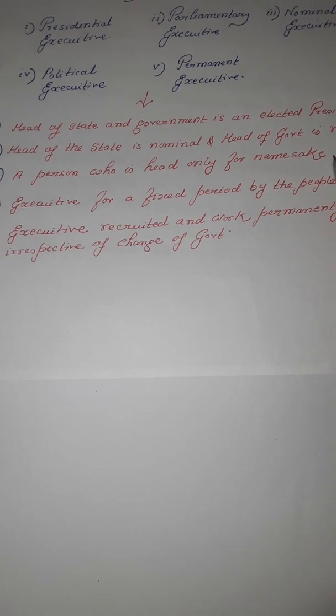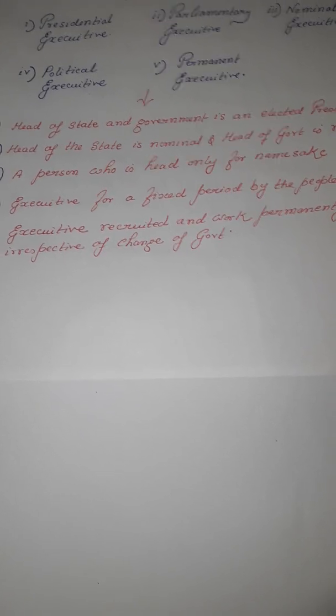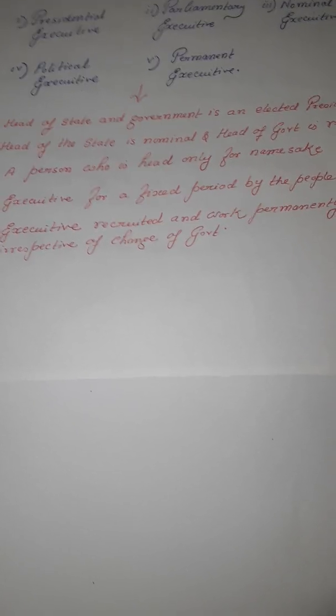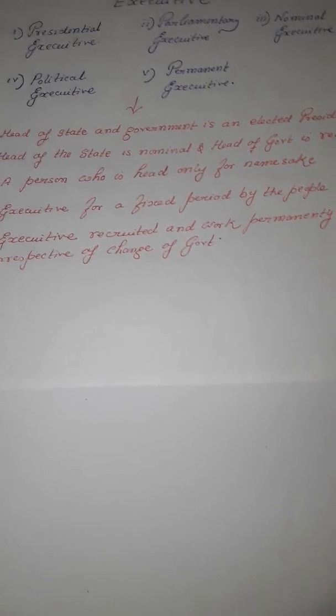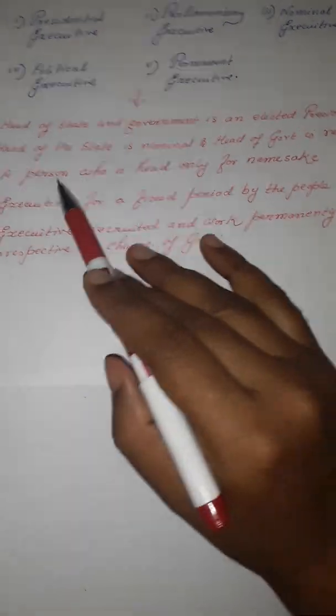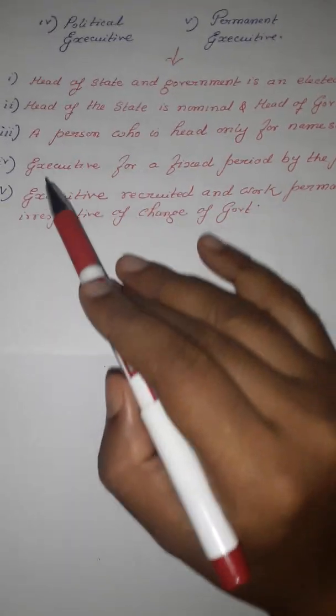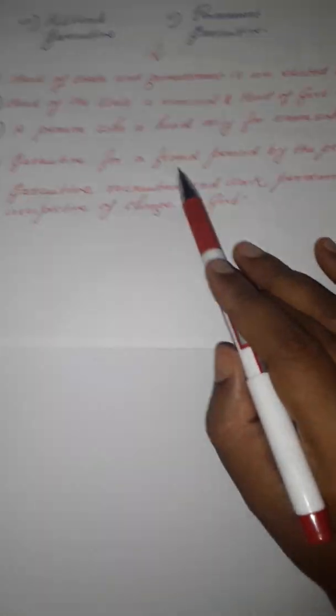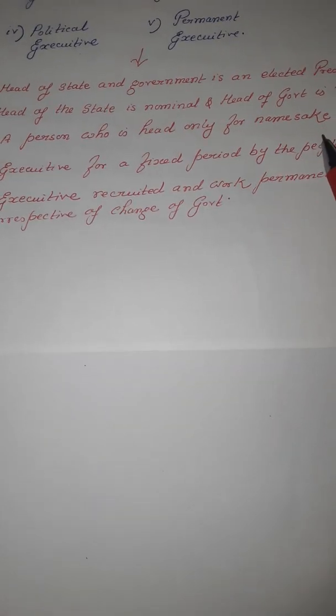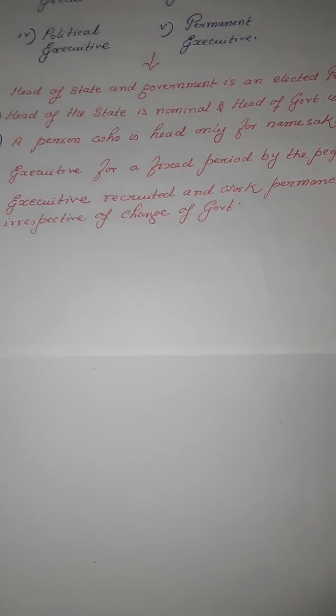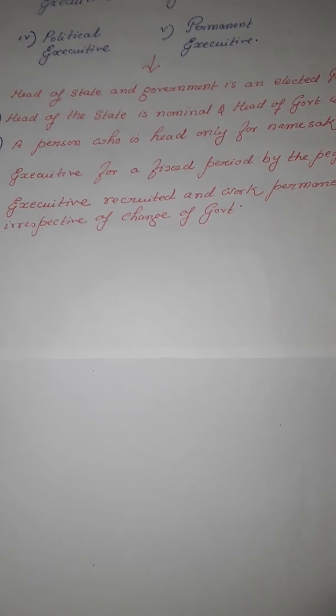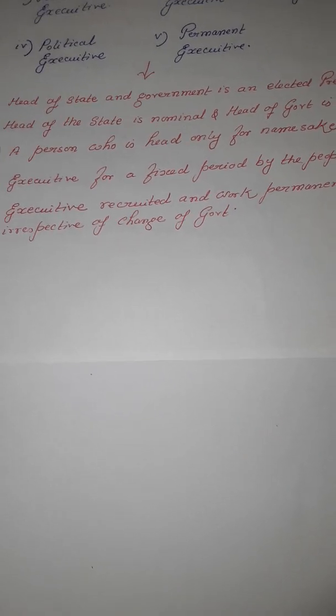Third, nominal executive, a person who is head only for the namesake. For this, you can consider the Indian president, just a nominal head, or even the British king or queen, just a titular head. Fourth, the political executive, an executive for a fixed period, generally elected by the people.